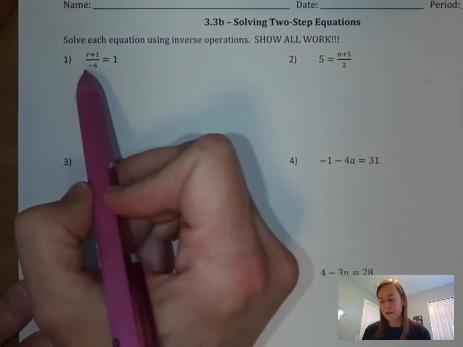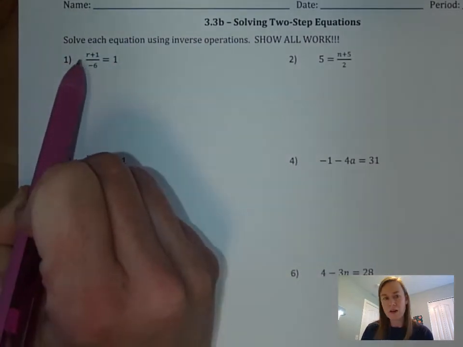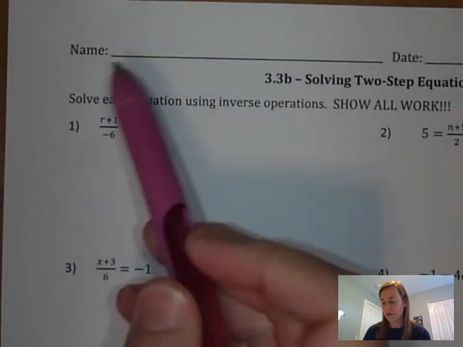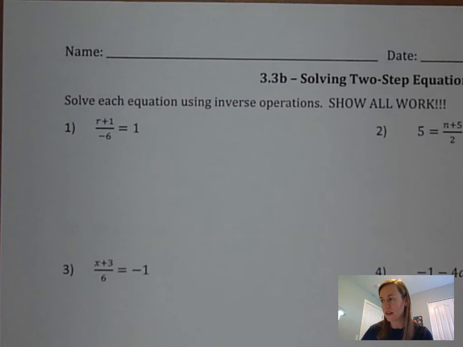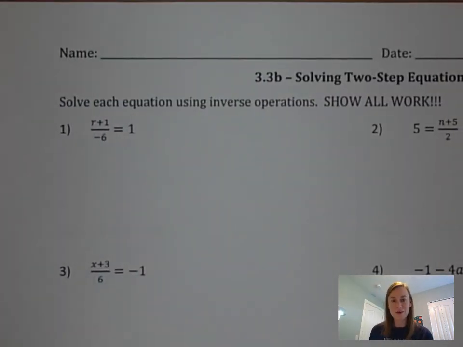So number 1, you have r plus 1 over negative 6 equals 1. Now you know we want that r by itself. My question is, should we get rid of the 1 first, or should we get rid of the negative 6 first? Think about it. Think about what we just did in our notes.